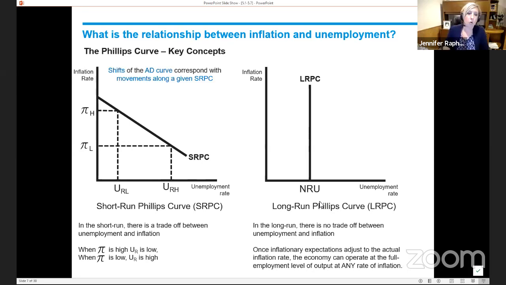What you've also learned is that shifts of the aggregate demand curve correspond with movements along a given short run Phillips curve, and that shifts of the short run aggregate supply curve correspond with shifts of the short run Phillips curve.